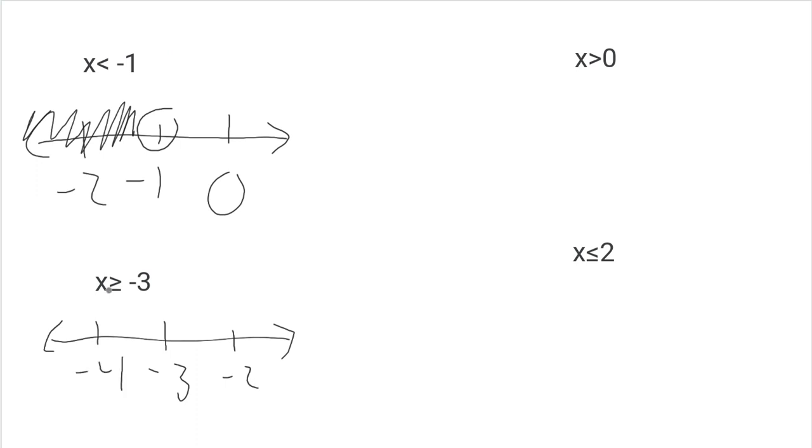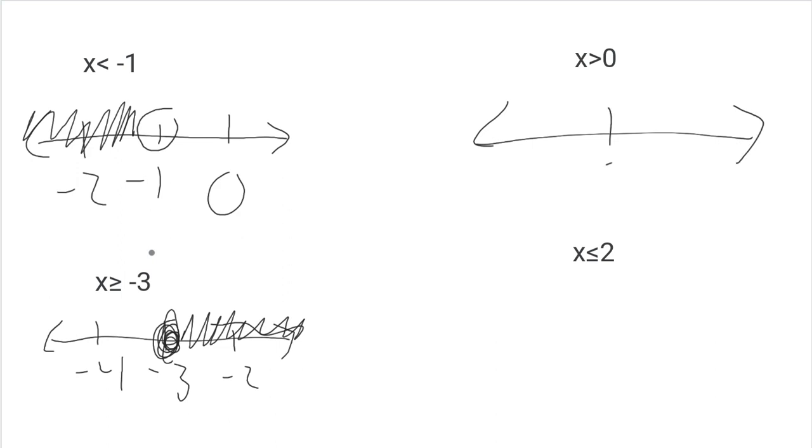Because it's or equal to, that means that it could be -3 or it could be a different number. So we're going to do a closed dot. Then it says a number bigger than -3. So greater than.